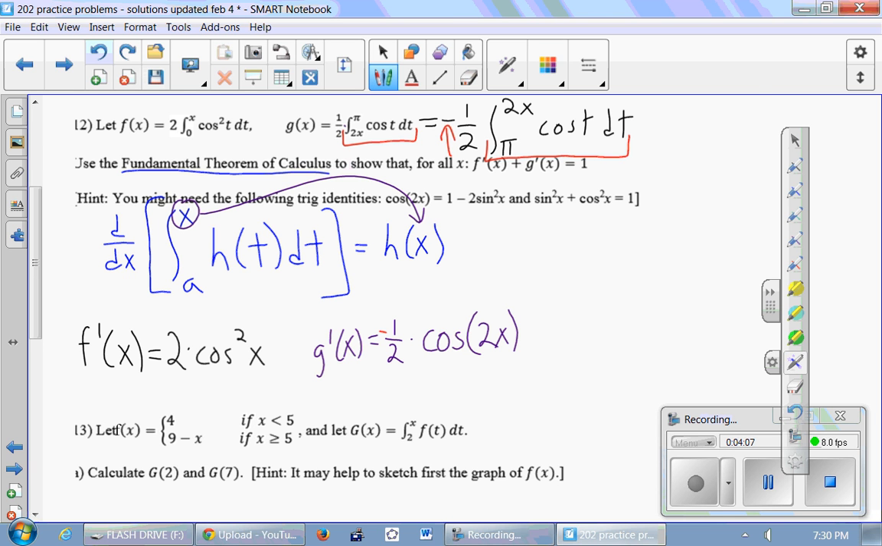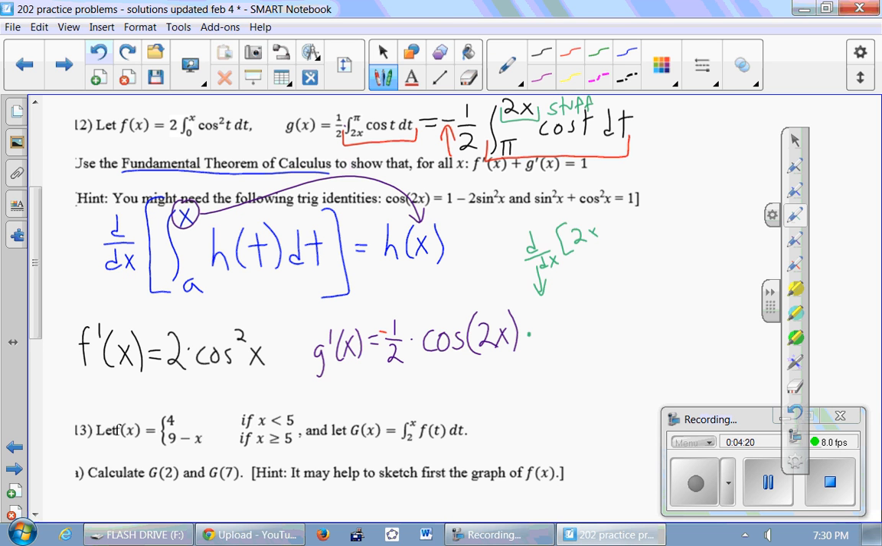And so the chain rule says, all right, great. We just have to multiply down here by the derivative of the stuff. This right here is the stuff. And so we tack on the derivative of the stuff. The derivative of 2x is just 2. So right there we get our 2.